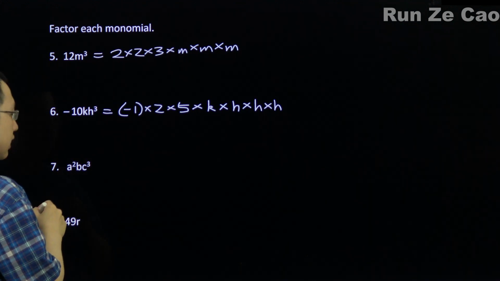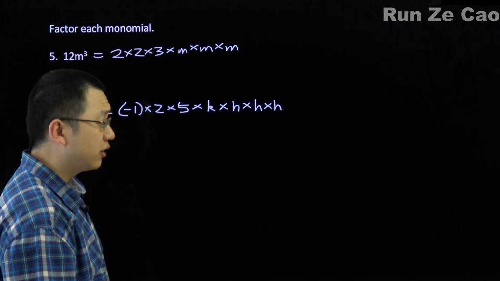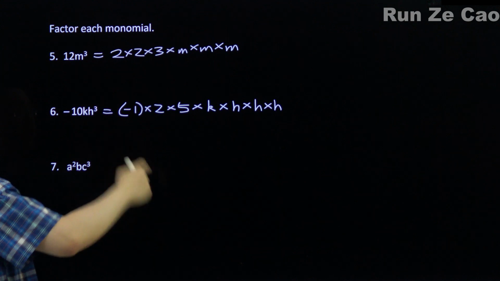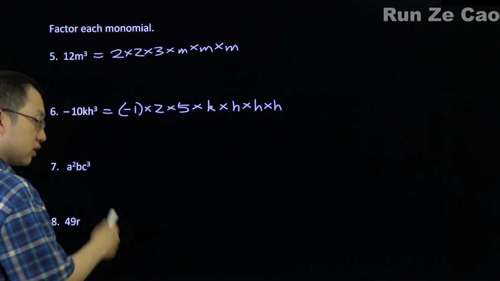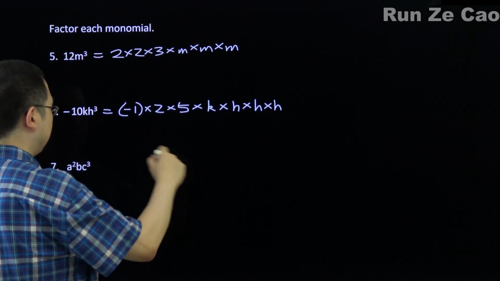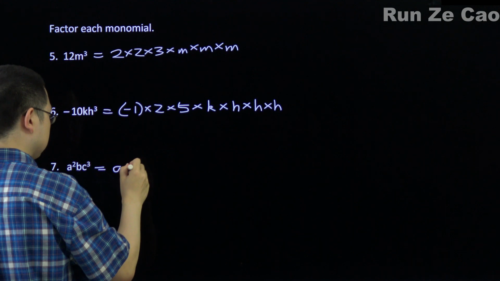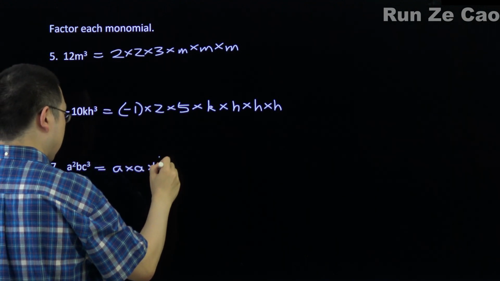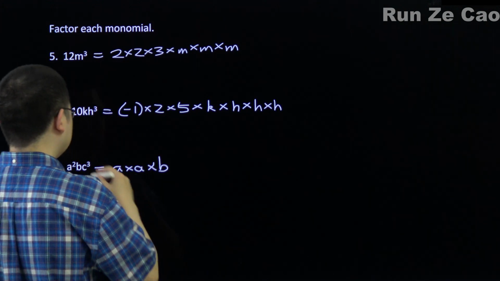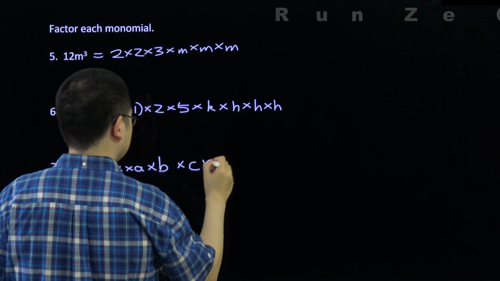A squared b c to the third. Yeah, it's pretty obvious that factoring the monomial does not mean your usual version of prime factorization. So it's not just going to be prime factors and exponents and variables and their exponents. No, I'm pretty sure this is supposed to be written out the long way. There's 2 a's, because a is to the power of 2. There's 1 b, and there are 3 c's.